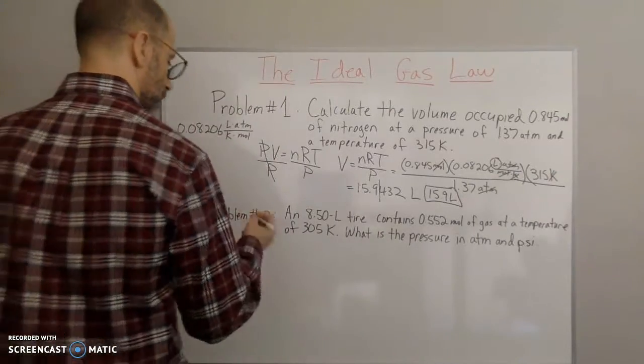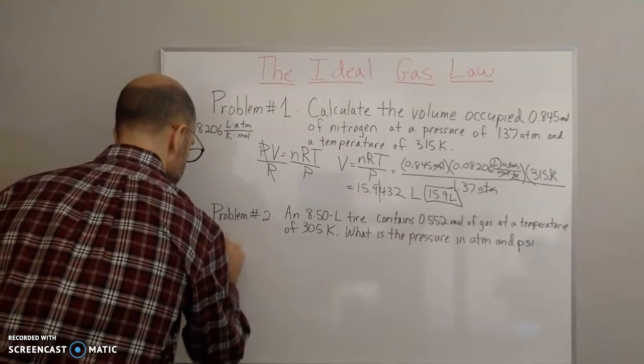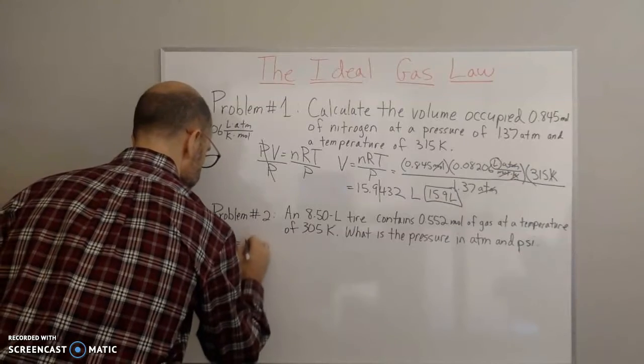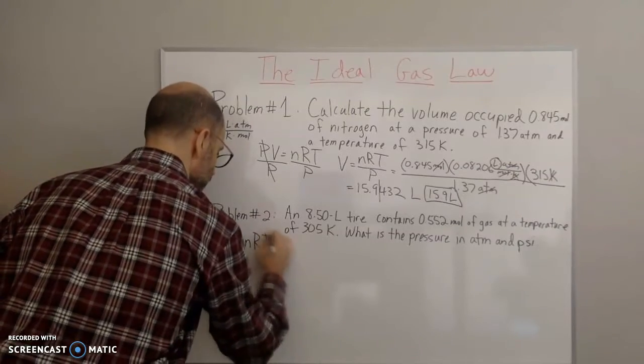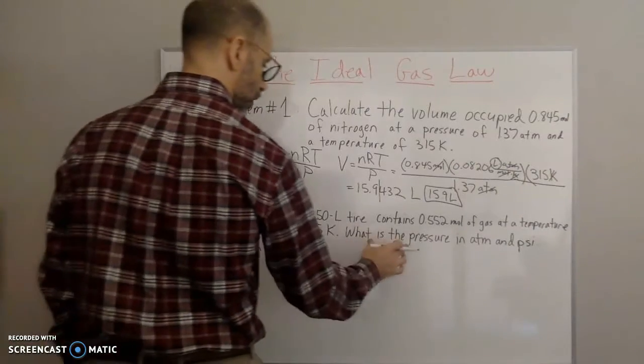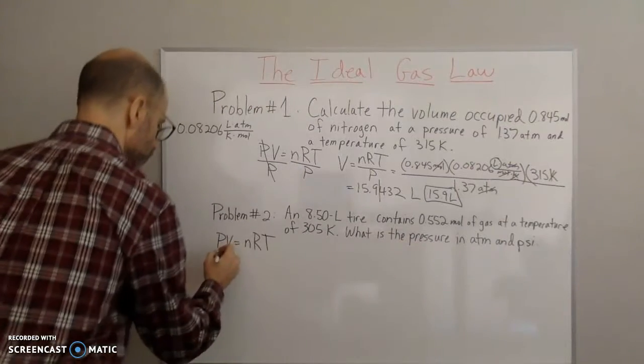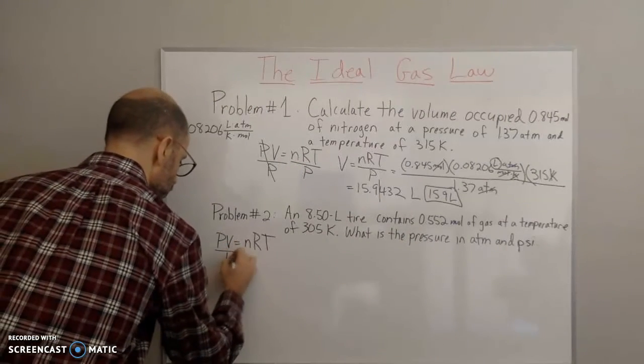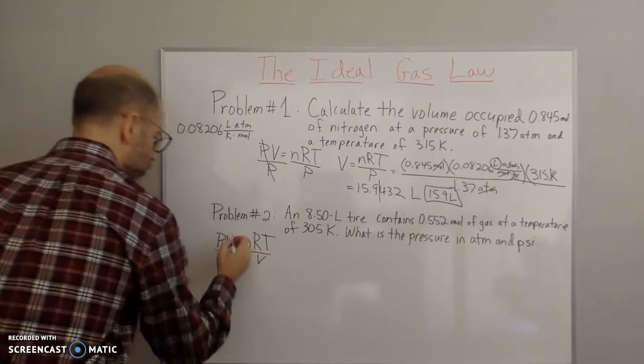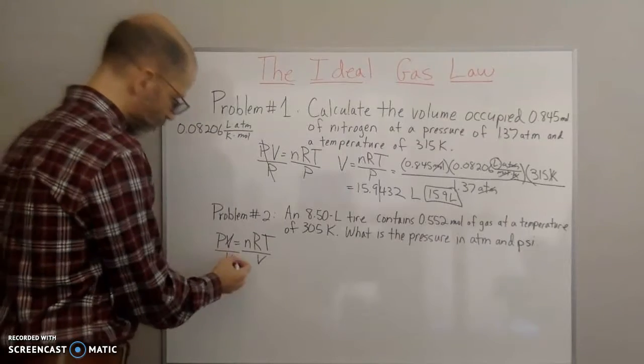So again, this is going to be PV equals nRT. So PV equals nRT. So they're asking us for pressure, so we'll solve for pressure. So divide both sides by volume. Okay, so volume cancels out.